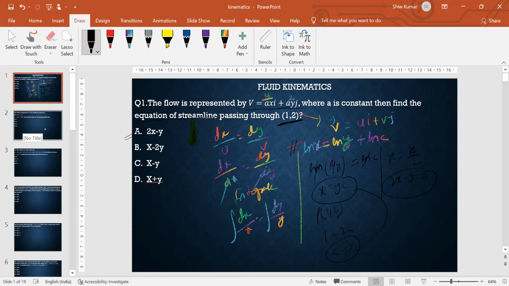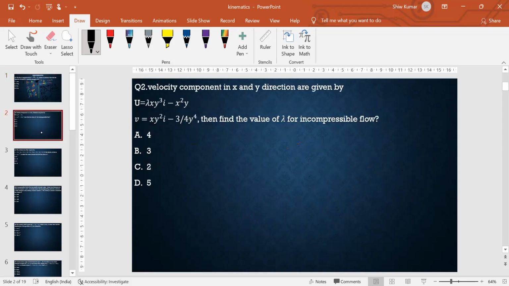So 2x minus y means the option is right. अगर 3D velocity दिया हुआ रहेगा, so we will equate with one more term, that is dz by w. And वहां से हम लोग को दो streamline equation मिलेंगे, and those two must be constant. चलो next है हम लोग के पास next question.